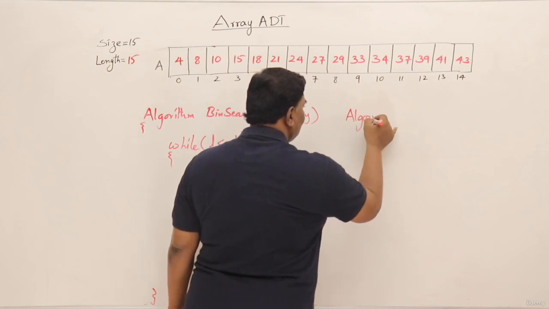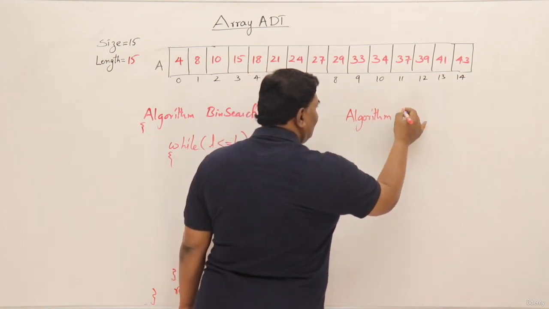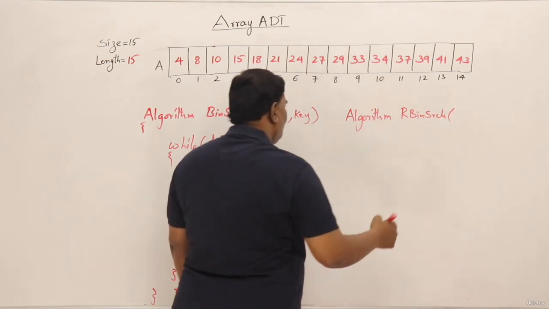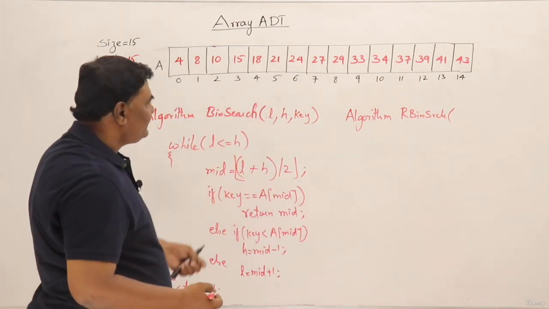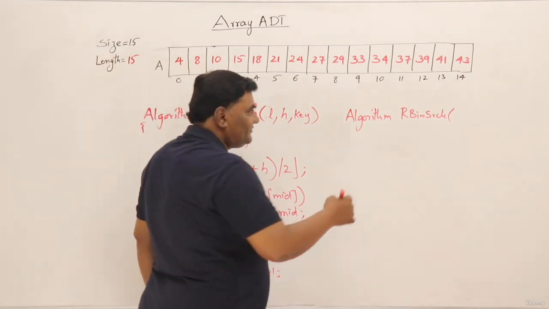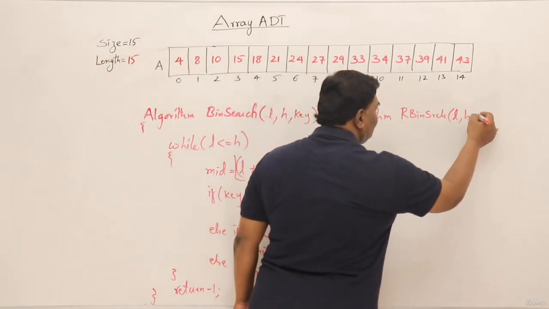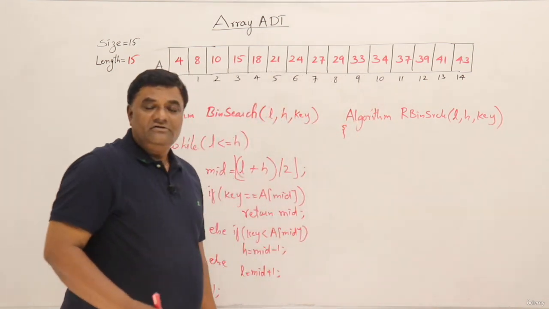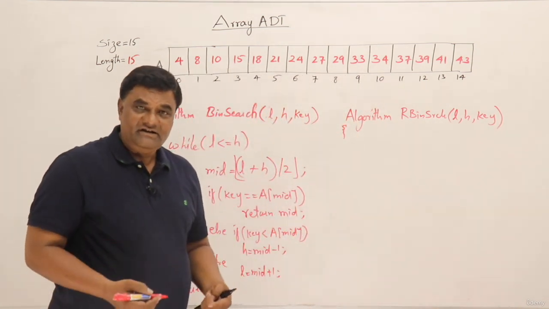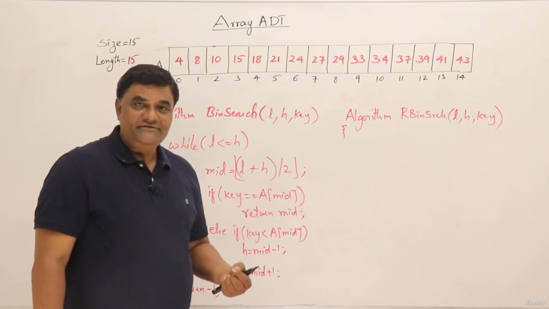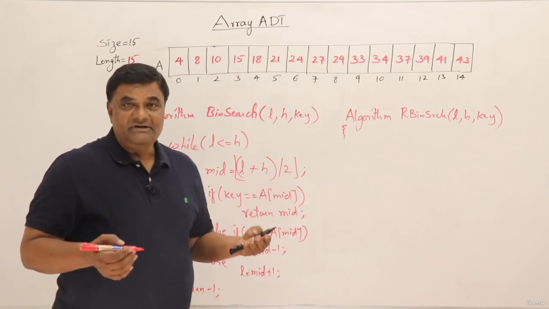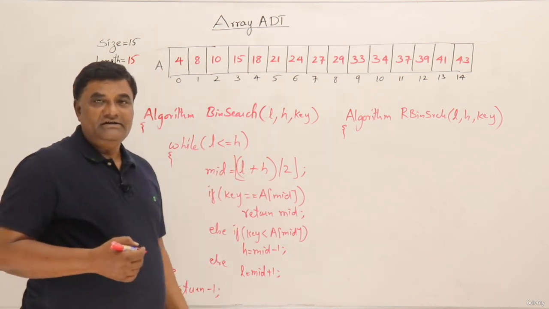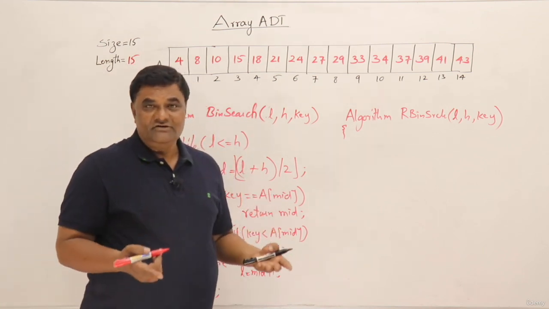Algorithm R binary search. What are the parameters it needs? Same parameters: low, high and key. These are the three parameters. Now as it is recursive, it will be calling itself. So what is the first thing we should check? Whether there are some elements or not. So we should check that low should be less than or equal to high. If low is greater than high, we cannot perform anything.